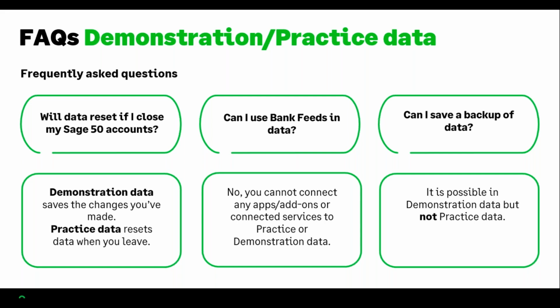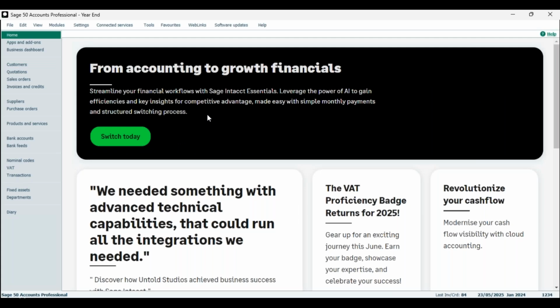Let's have a look at the demonstration. Let's move into that next. So you should be able to see my Sage 50 accounts in front of you now. I'm currently in my practice company, which is year end. This is what I usually do my demonstrations in. It's easy for me, it's an identifier.